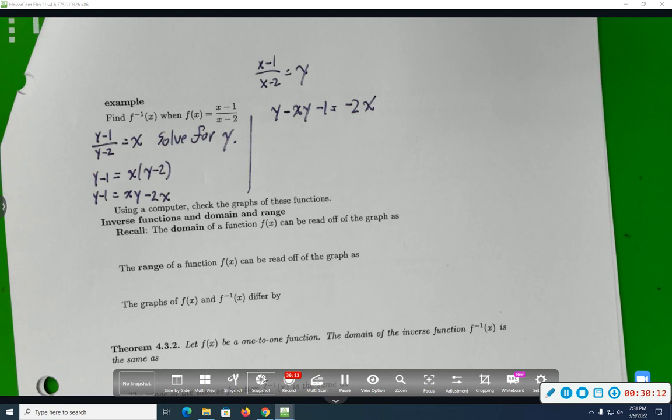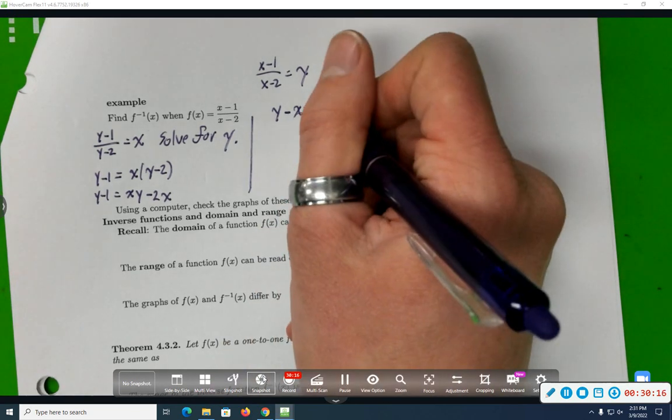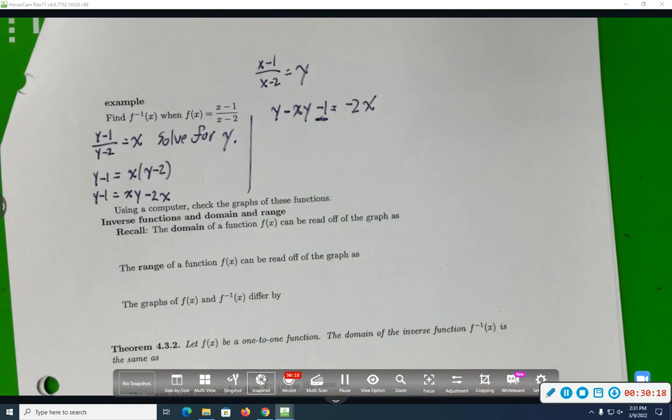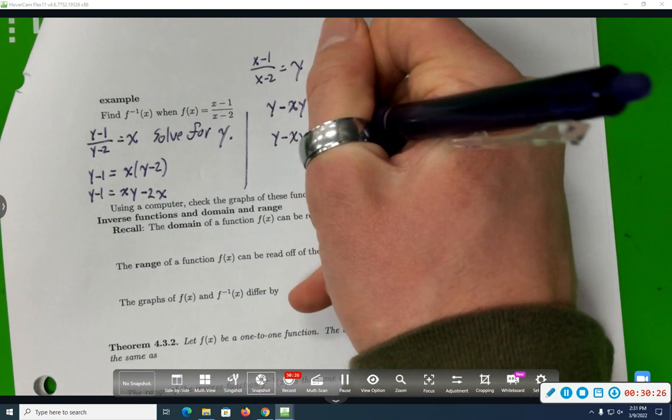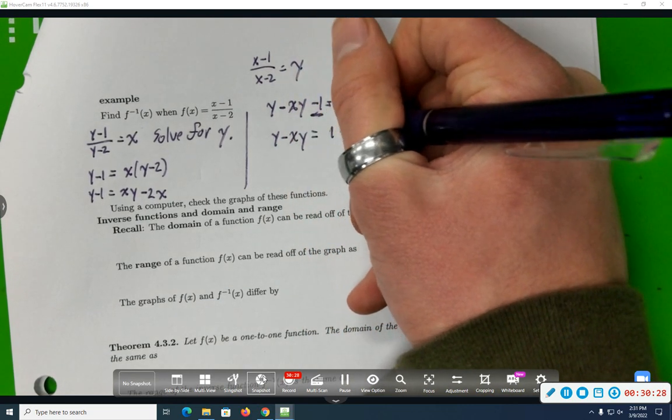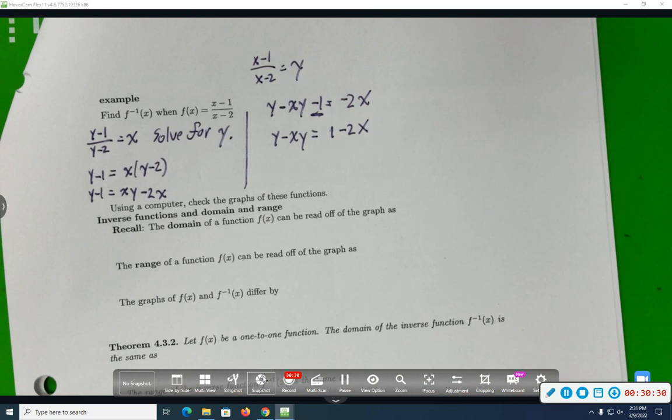After that, just add one to the other side. Get the thing that doesn't have any y's onto the side that has things that don't have any y's. y minus xy equals 1 minus 2x. Have I screwed anything up yet? All right. Okay, so now everything on the left-hand side has a y next to it.